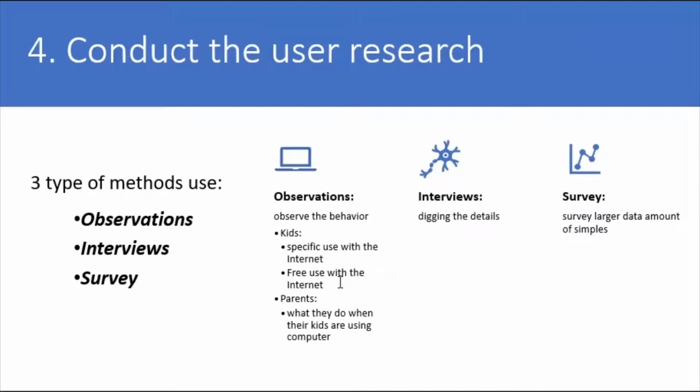Hello, I'm going to introduce how we conduct our user research. We have used three types of methods to conduct our user research. The first one is observation. For observation, we make some specific tasks for our main users. For the kids, we let them try to find the game they like, or try to find us a video they like, and see how they're going to do it.